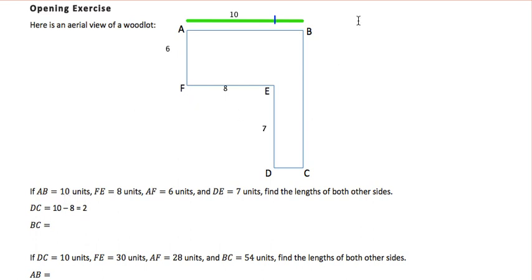Likewise for BC, we have the measurement of AF, which is 6, and then we also have the measurement of DE, which is 7. And if we add those together, we'll get the complete measurement BC.